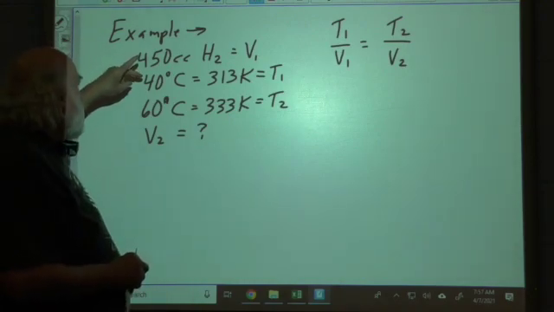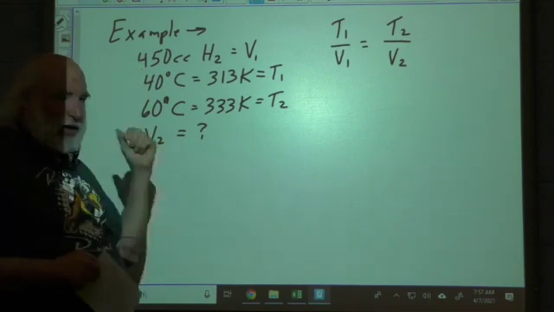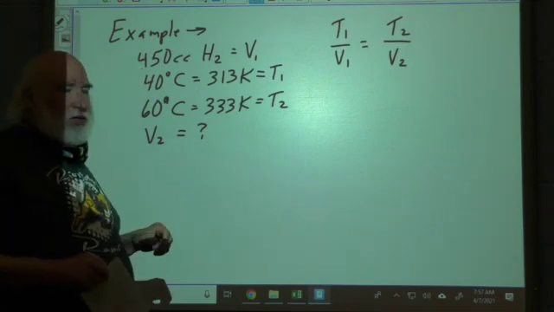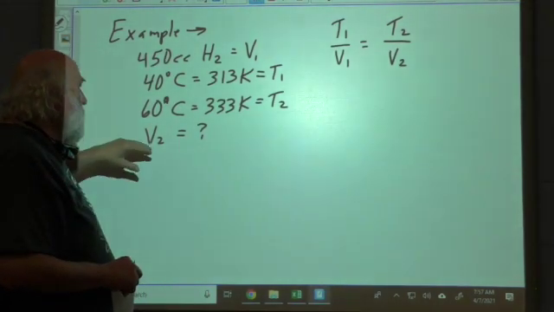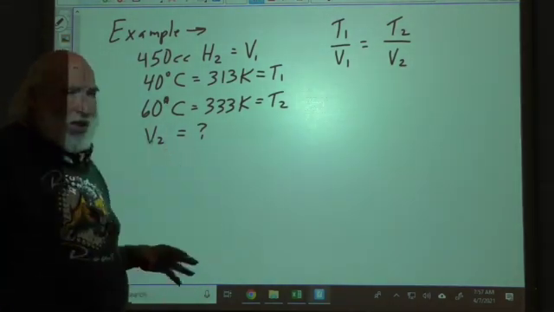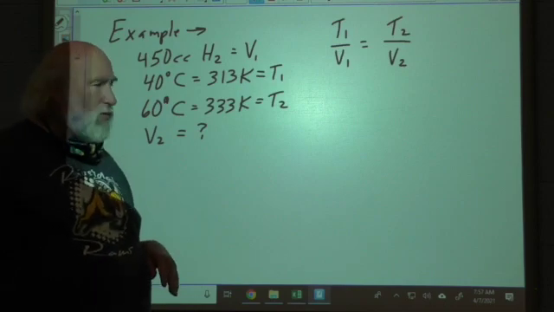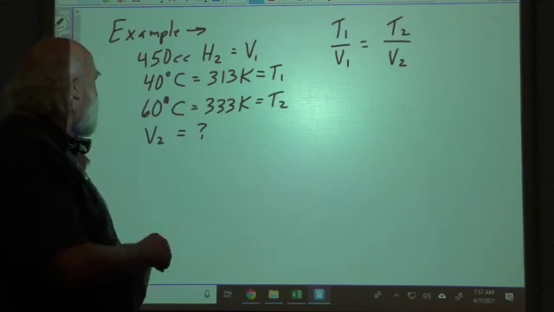Now, before we even start, let's predict what's going to happen to the volume here. If we're going from 40 to 60 degrees, that is an increase in temperature, and since this is a direct relationship, that means the volume should increase. How much? That's what the calculation's for. So let's do that, shall we?